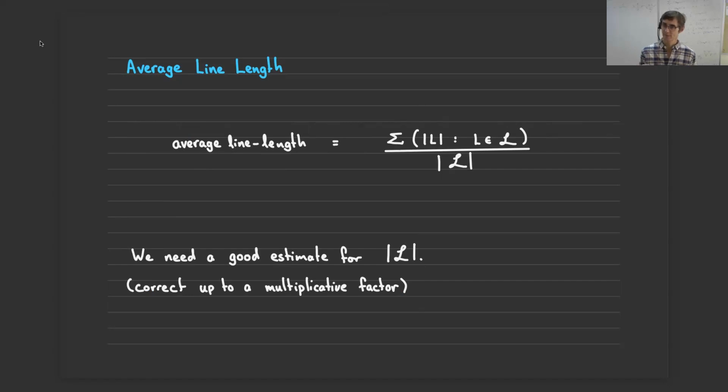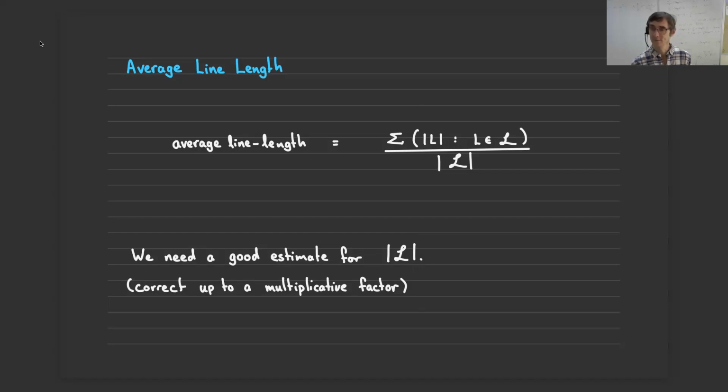And if you think about that, what you realize pretty quickly is that you need a very good estimate for the number of lines if you want this to work. I want to get a constant bound on the average line length. So I need my estimate on the number of lines to be correct within a multiplicative factor. If it's not always correct within a multiplicative factor, I'm not going to be able to prove a constant bound on the average line length. So that's what I want.